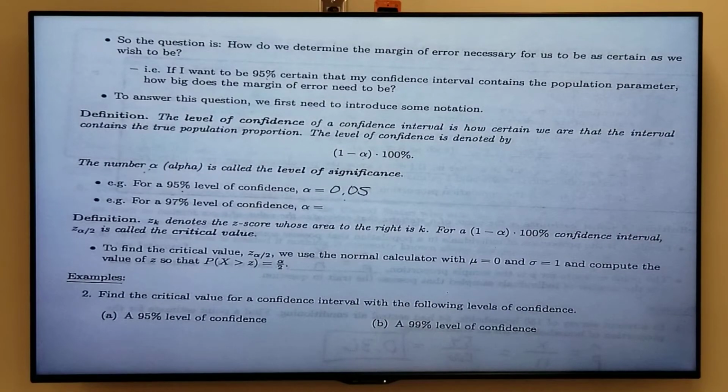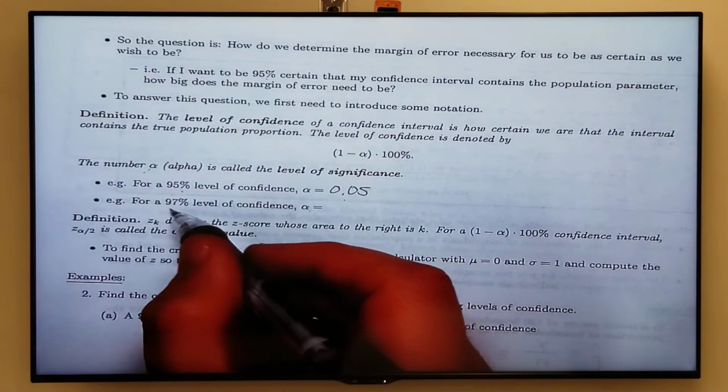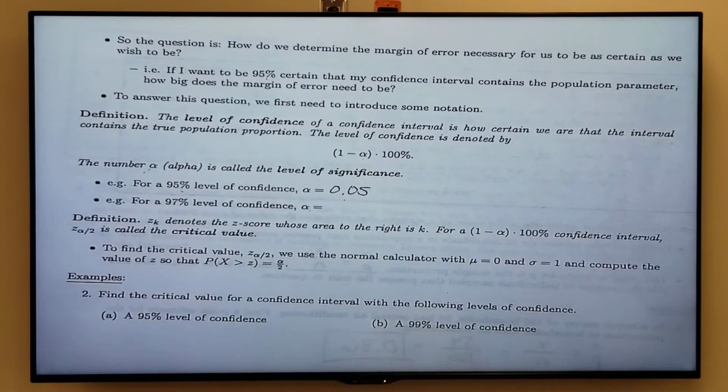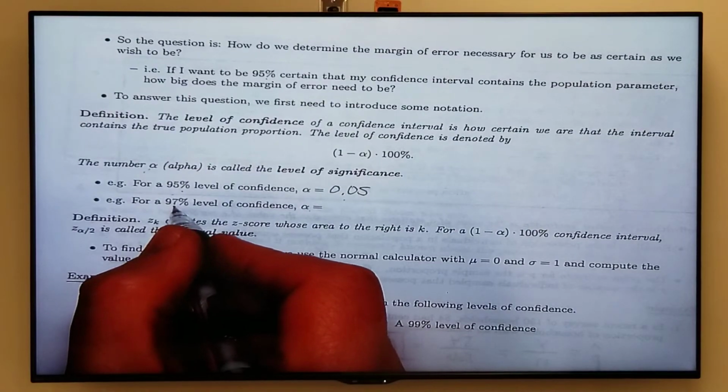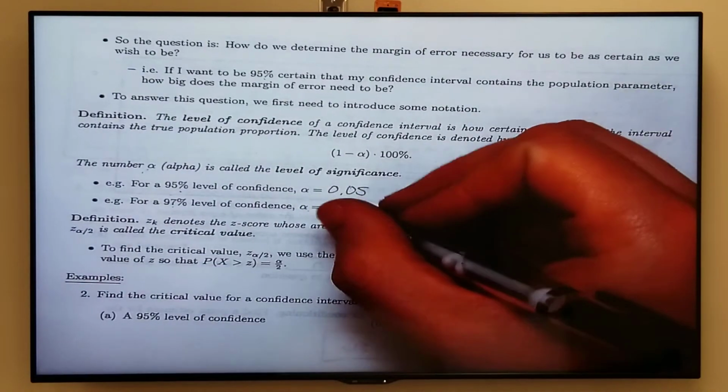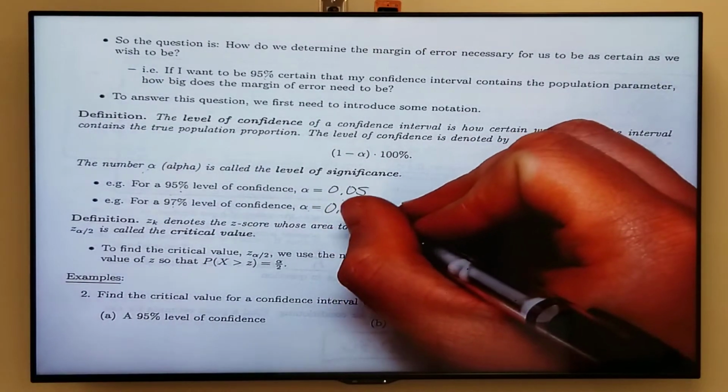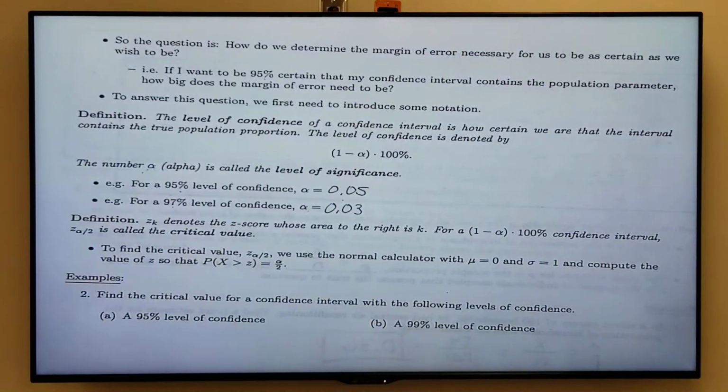Okay, so what I want you to do is pause the video, see if you can figure out what alpha would be for a 97% level of confidence. So pause the video, give it a try. Okay, I'm going to answer the question now. For a 97% level of confidence, to find alpha, we would say, all right, 100% minus 97% is 3%, and 3% as a decimal is 0.03. So alpha would be 0.03.